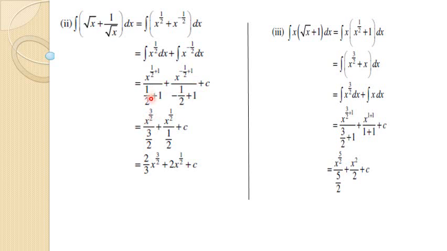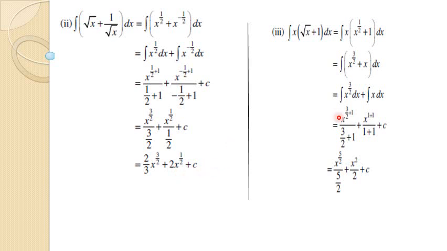You can see that 1 upon 2 plus 1 is 3 upon 2, and minus 1 upon 2 plus 1 is 1 upon 2. So 3 upon 2, if we take the reciprocal, is 2 upon 3, x raised to the power 3 upon 2, and 1 upon 2 is 2 upon 1, that is 2, x raised to the power 1 upon 2, plus c, the integral constant we have to add.